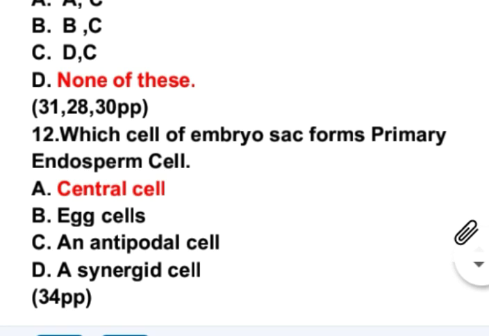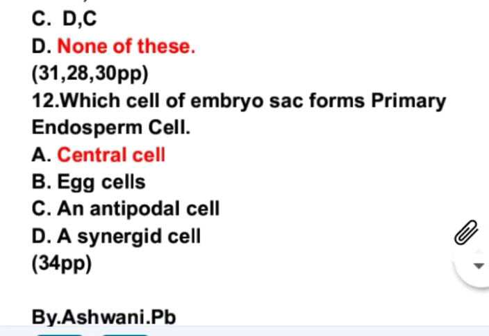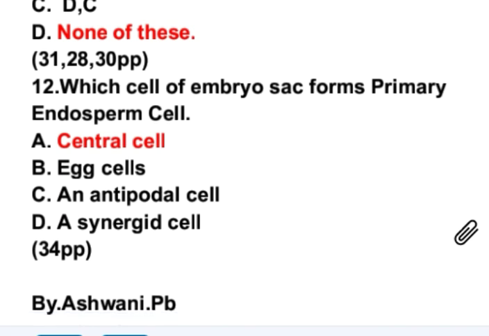Next is, which cell of the embryo sac forms the primary endosperm cell? The options given are central cell, egg cell, an antipodal cell, a synergid cell. The primary endosperm cell is formed when the two polar nuclei of the central cell fuse with the male gamete. Actually, the two polar nuclei fuse to form the diploid secondary nucleus, and this diploid secondary nucleus fuses with the male gamete and forms a triploid endosperm cell. So therefore our answer will be A, central cell. Thank you.